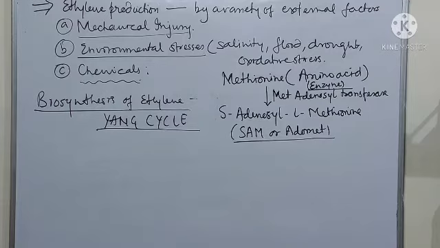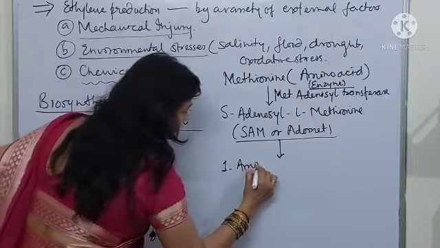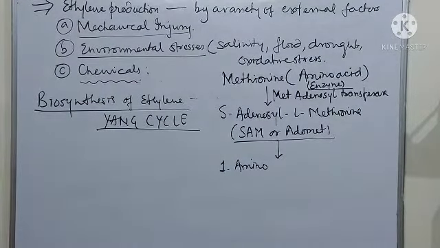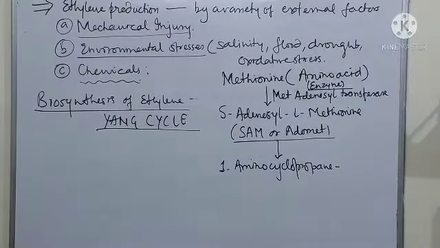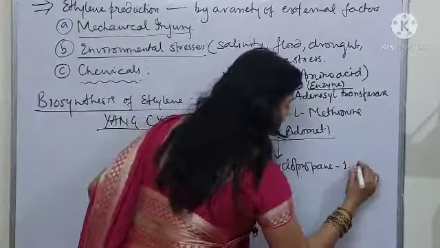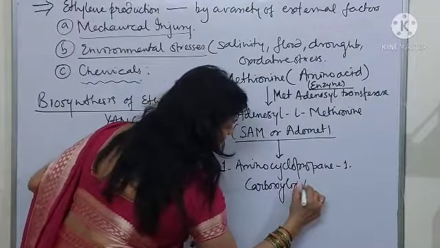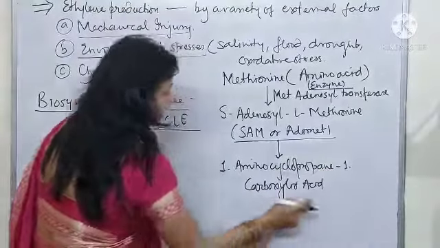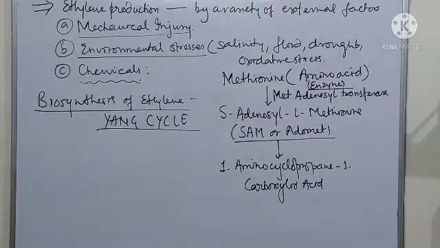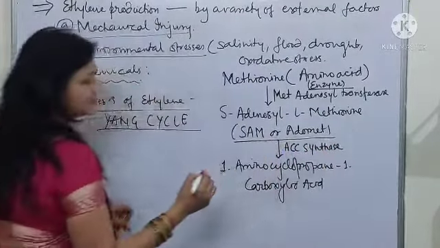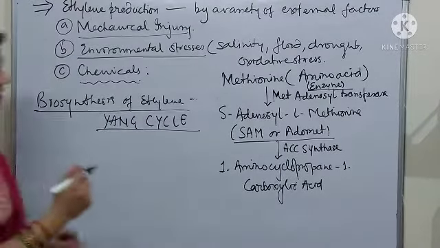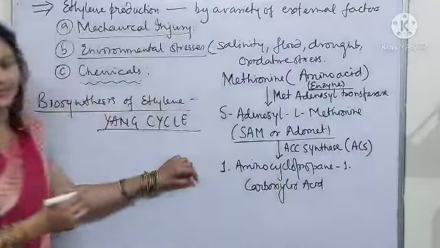This SAM forms in the next step 1-aminocyclopropane-1-carboxylic acid. 1-aminocyclopropane-1-carboxylic acid is formed from S-adenosyl L-methionine in the presence of an enzyme known as ACC synthase. In short, it is also known as ACS.